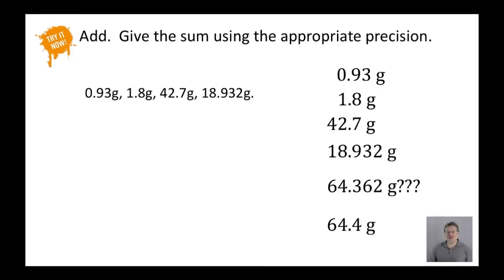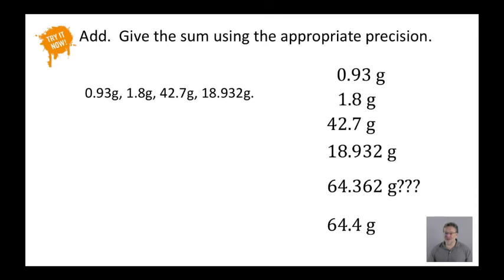Welcome back. A total given by our calculator of 64.362 grams is appropriately rounded to the nearest tenth of a gram, 64.4 grams, to reflect the precision of the least precise measurements. The 1.8 grams and the 42.7 grams both have a precision of 0.1 grams, therefore our sum should reflect the same. So that's how we report appropriate precision when we're making calculations involving addition and subtraction.